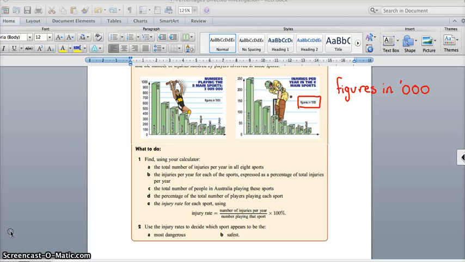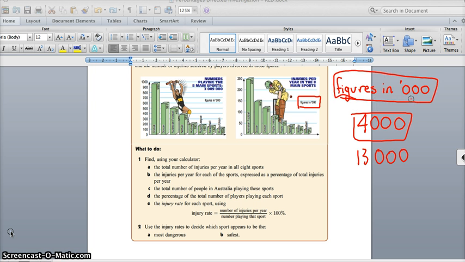What do we call those numbers? For example, if you're given a number like that, what is there? Tell me what this number is. 4,000. What's this number? 13,000. What's the common thing you're saying? 1,000, aren't you? Figures in thousands. That's what they're saying. They're saying that this figure here of 21 is in thousands. All right, so is this 21 injuries or is it 21,000 injuries?